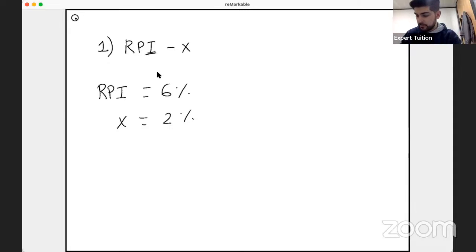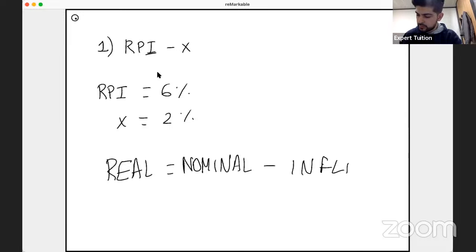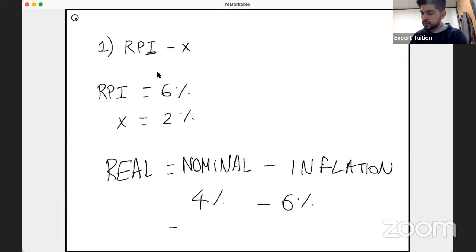To calculate real, you do the following. I'll write this down in your notes, by the way. Real is equal to nominal minus inflation. Okay, let's now plug it in based on what we just did. So in this example, where RPI was 6% and X was 2%, the upper limit of what this firm could raise its price by was 4%. So we have real equal to 4% minus inflation. What is the inflation in the example I just gave you? Well, it is 6%. So what is 4 minus 6%? You get minus 2%. In other words, in real terms, this firm is 2% worse off.